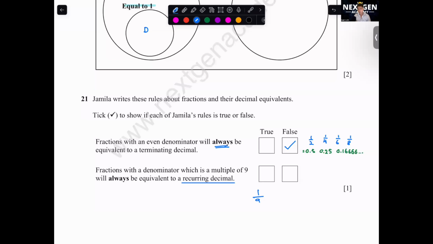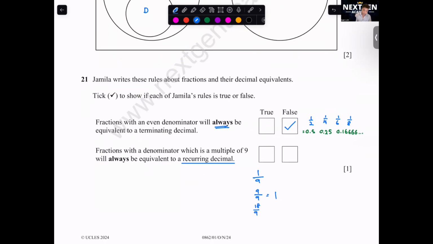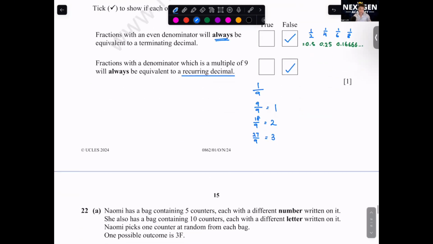Yes? Okay, but do we stop there? Is the fraction only 1 over 9 to 8 over 9? The thing is, not always. 9 over 9 is equal to 1, right? So when the top is a multiple of 9, such as 9 over 9, 18 over 9, which is 2, 27 over 9, which is 3, then it will be a whole number. All right, so this is false. We have to think about all the different possibilities that can come up. Okay, let's go to question 22.